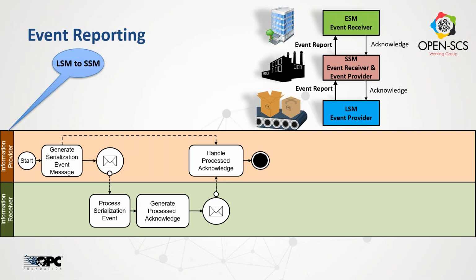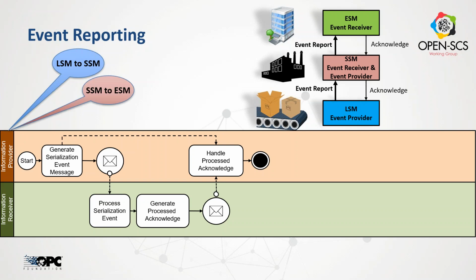In this case, I may have an LSM to an SSM. So the line serialization manager is saying, these labels were scrapped. These labels failed, my printer ran out of ink, or the labels got torn or something like that, or they didn't get applied correctly. Something happened with my carton or my case packer. So they need to report those events back.